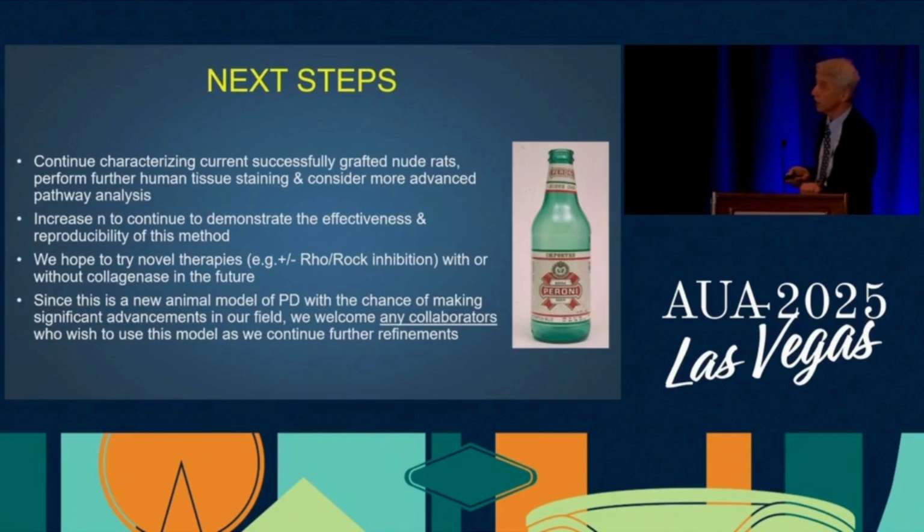Our next steps are to continue characterizing the current successful grafted nude rats, perform further human staining, and consider more advanced pathway analysis. The idea is to demonstrate the effectiveness and reproducibility of this method. We hope to try novel therapies, and as I mentioned before, the ROROC inhibition pathway with or without collagenase.